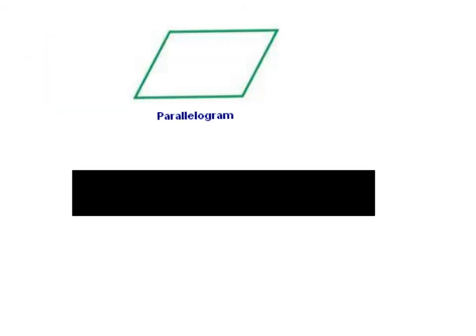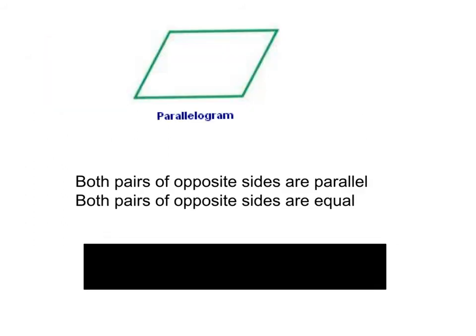For a parallelogram, both pairs of opposite sides are parallel. Both pairs of opposite sides are equal. So if we identify that, this side is equal to this side, which is equal to this side.